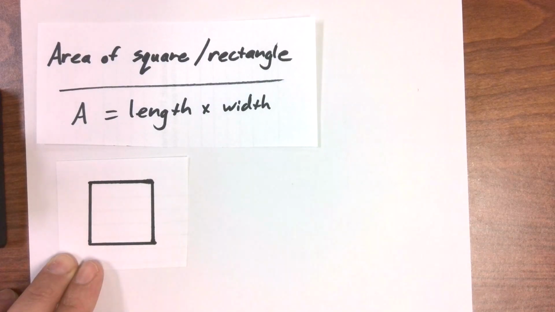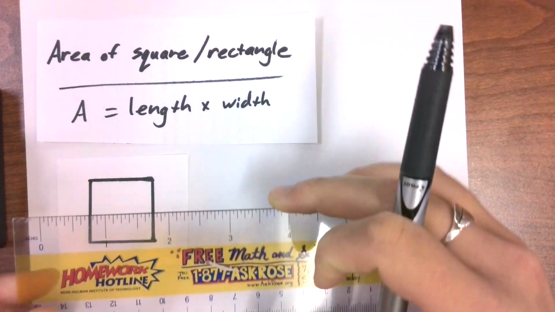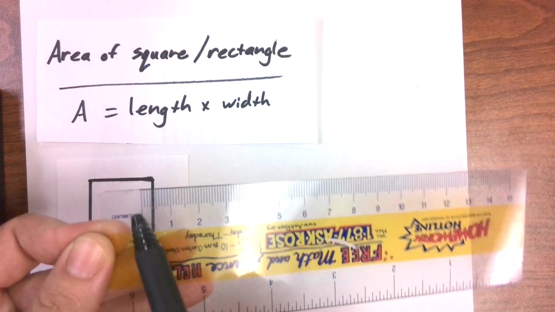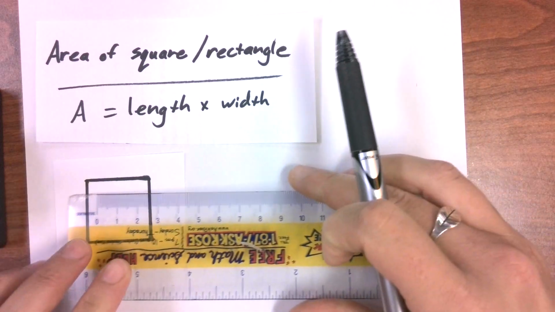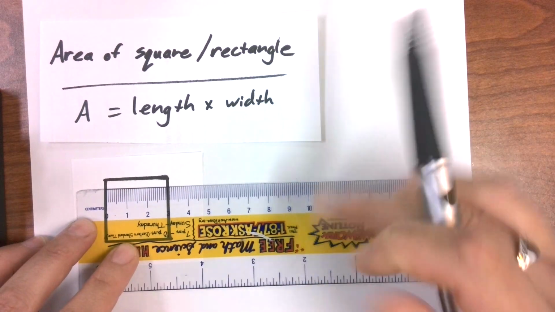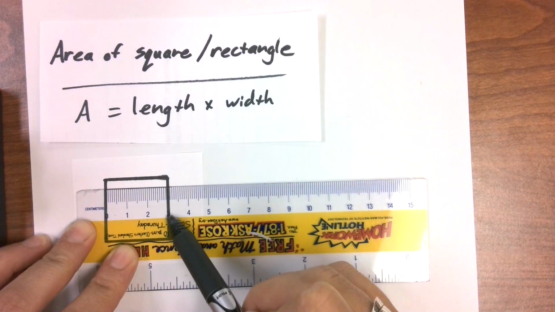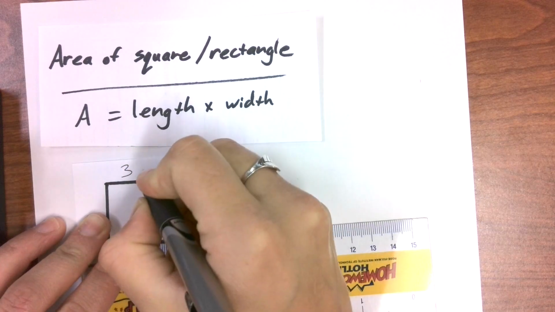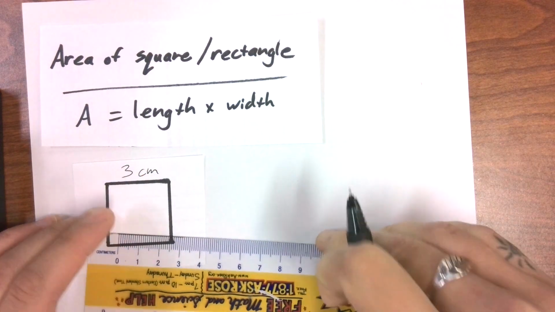So let's do an example right here with this one. This is a little square I drew. Make sure we are measuring using the centimeter side. We're in science class, which means we want to use our metric measurements. So it looks like this is about 3 centimeters across. So I'm just going to label it on here, 3 centimeters.